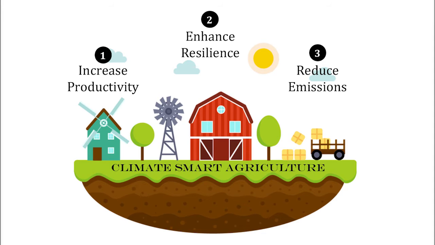We can enhance resilience in a lot of ways. Although mitigating climate change is important, our climate is changing. Measures to enhance the resilience of livestock and crops to climate change are necessary to continue to produce food for a growing population. And we can reduce emissions.